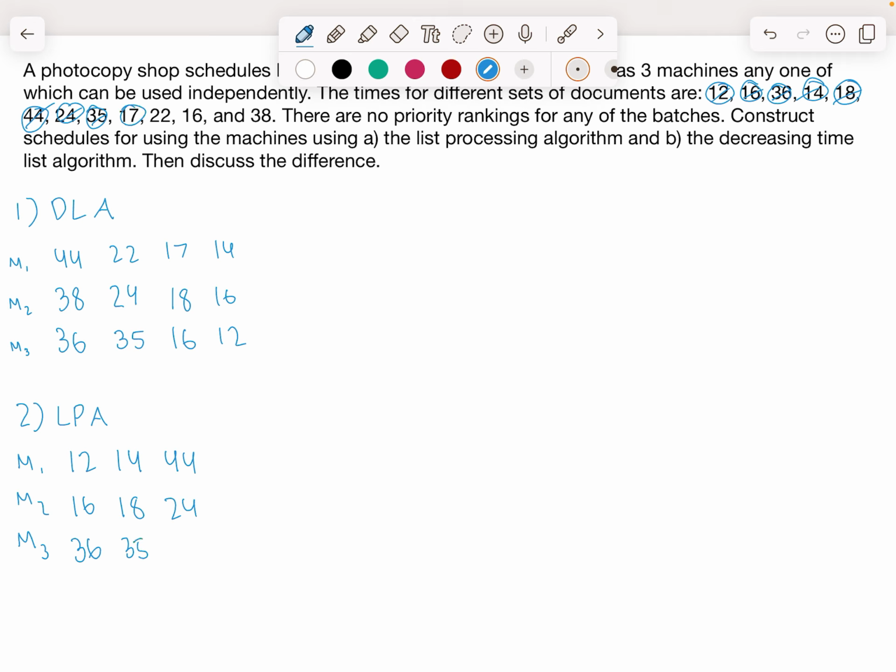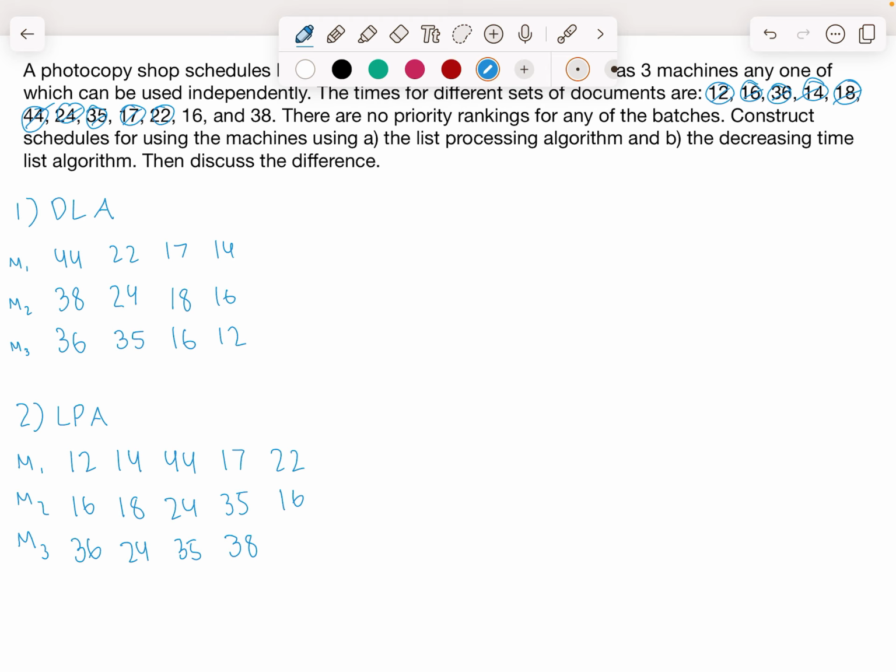17, which is in machine 1. And then 22, which is also going to go in machine 1. And we're just going to fill out the rest of the values. Oh, it turns out there should be a 24 in between here. So 35, and then 38, and 16. Okay, so there we have our list processing algorithm and our decreasing list algorithm.